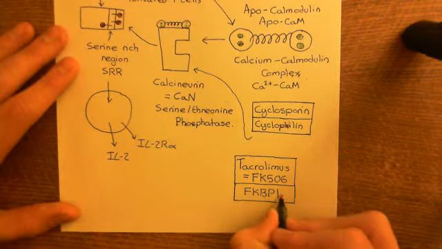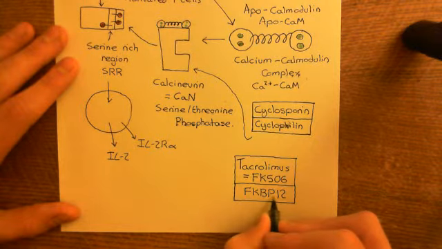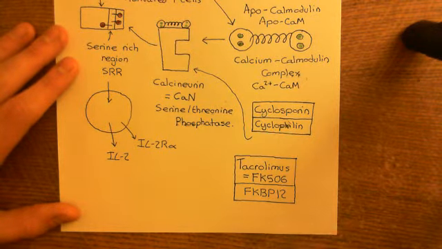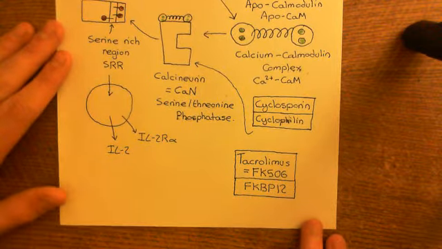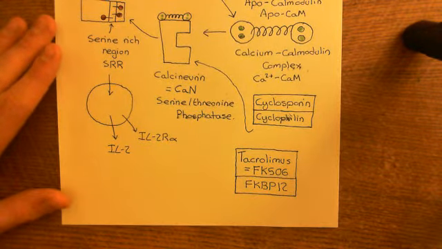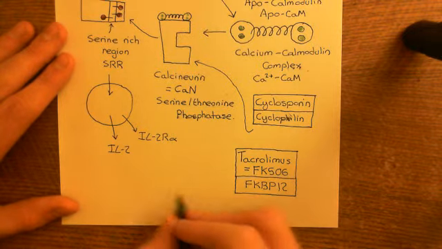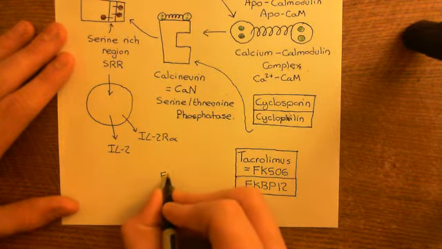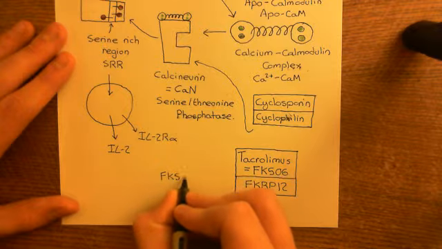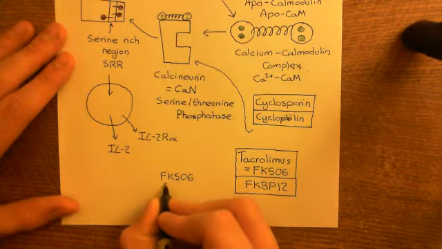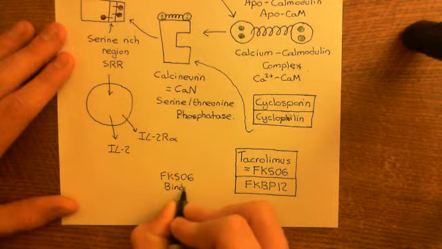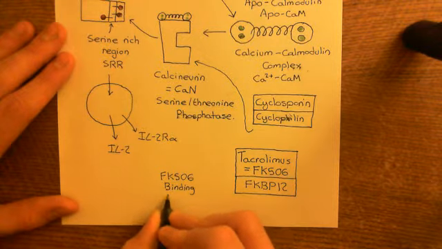So FK506, or Tacrolimus, goes into the T cells and will bind to a protein known as FKBP12, which stands for FK506 binding protein 12. So this is another FK506 binding protein. We saw one back when we were discussing the glucocorticoids, FK binding protein 52. Now we're seeing FK binding protein 12.